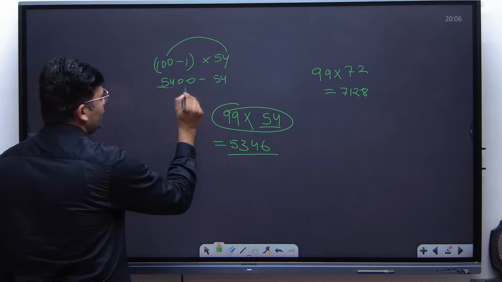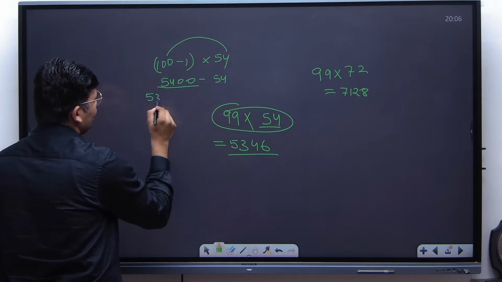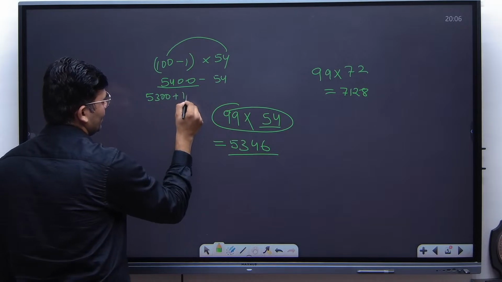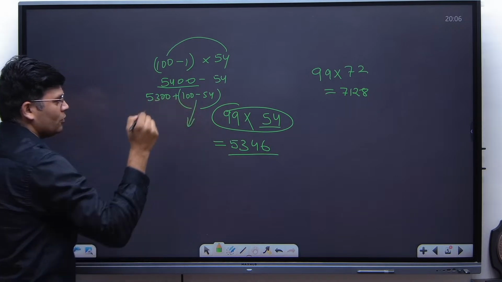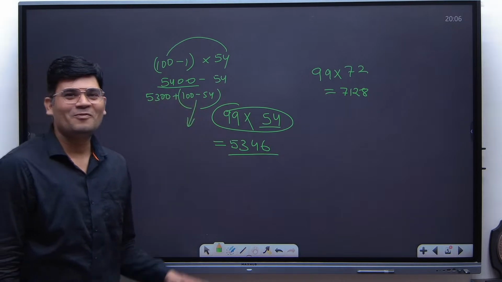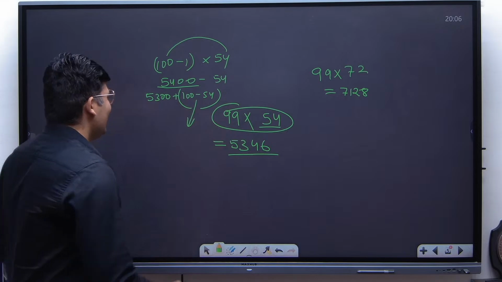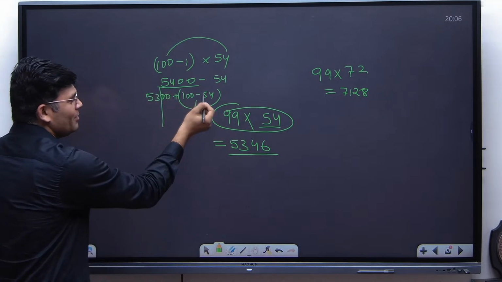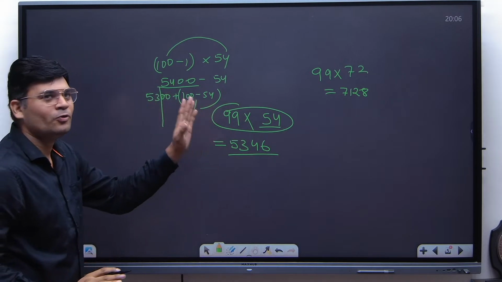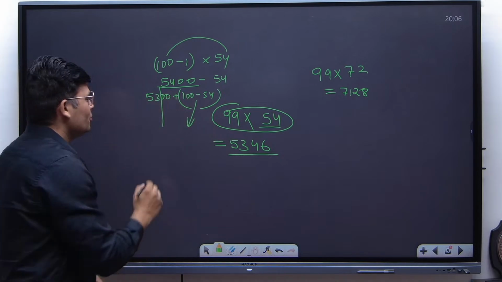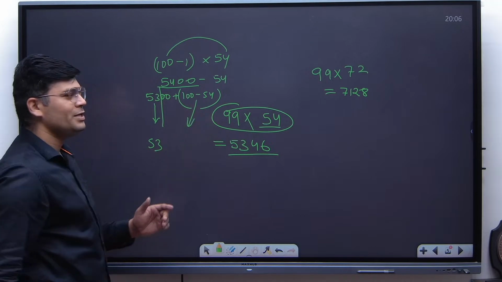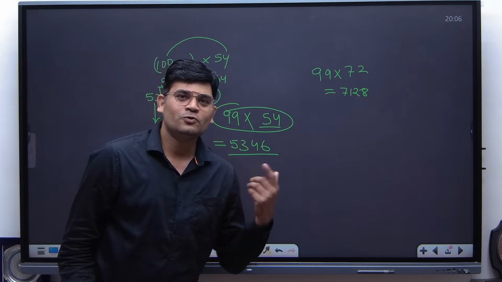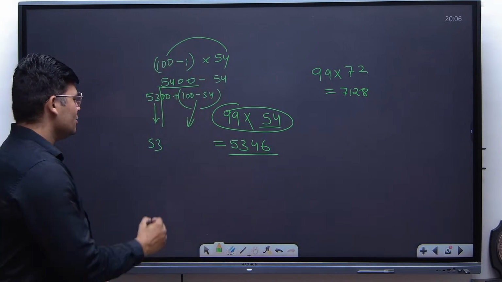Now 5400 can be written as 5300 plus 100 minus 54. We played a game to solve this. And we know that this will be only a 2-digit number, so it is not going to disturb the 00. So the first number will be reduced by 1, and for the next number you have to think of a number which can make that number 100. So that is 46.